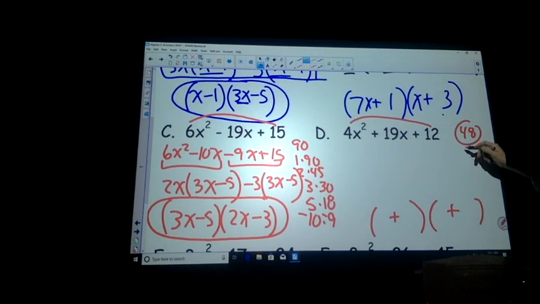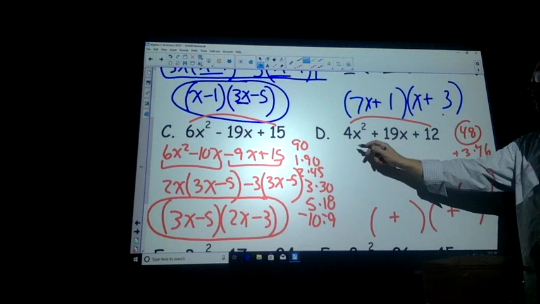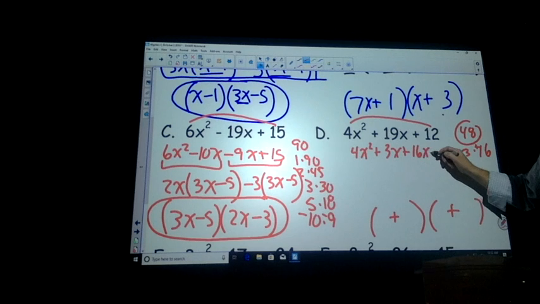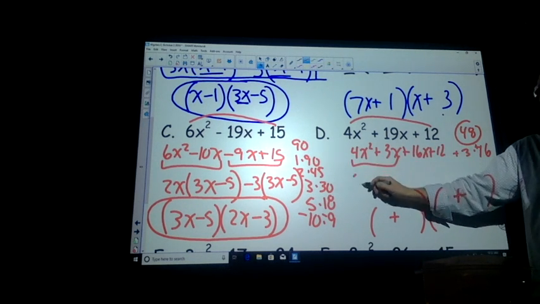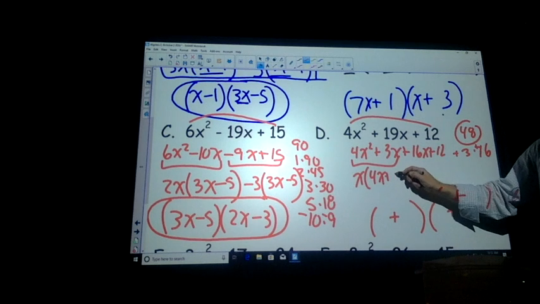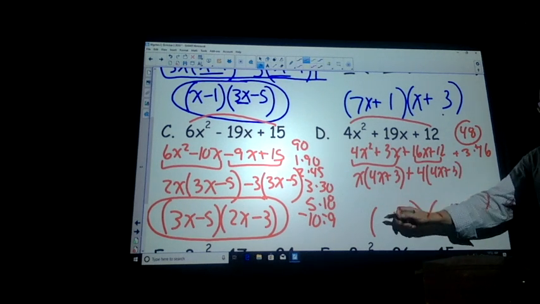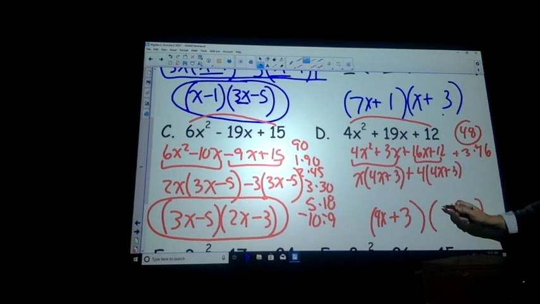The factors of 48: 1 and 48, 2 and 24, 3 and 16. It's going to be 3 and 16, both positive. Agree? Yeah. So if you do this, you just plug these in whatever order you want. So you have the 4x squared that comes along, plus 3x plus 16x plus 12. I do have an x I can factor out, so I have 4x plus 3. If I factor that, that plus comes along. Factor out a 4. That's 4x plus 3 there. So my answer is 4x plus 3 and x plus 4.